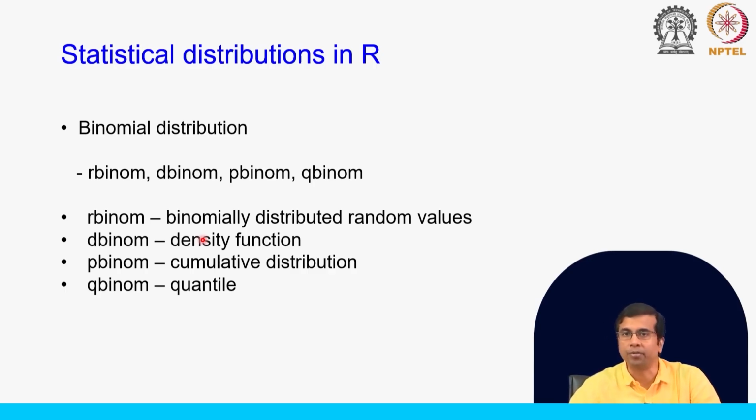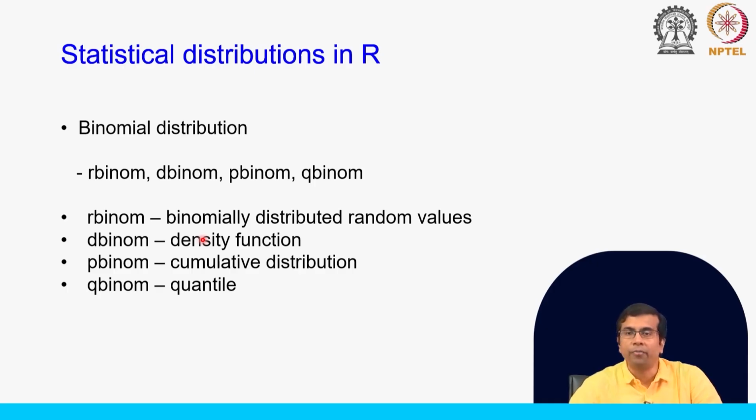For the binomial distribution, there is the binom function, but in front you have this r. So you have these four letters that you will see, and they denote four different things: rbinom, dbinom, pbinom, and qbinom. This is how you actually access the binomial distribution in R.